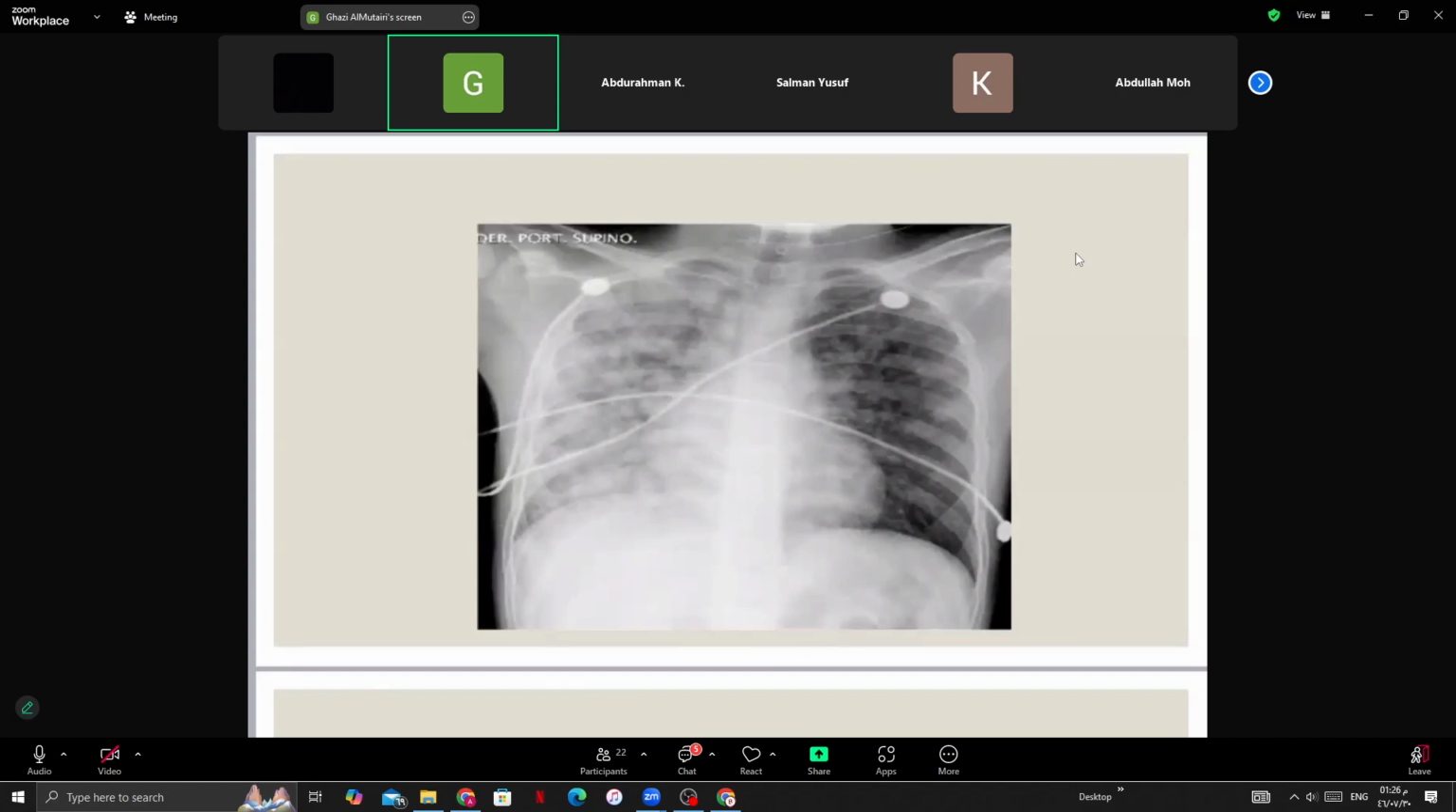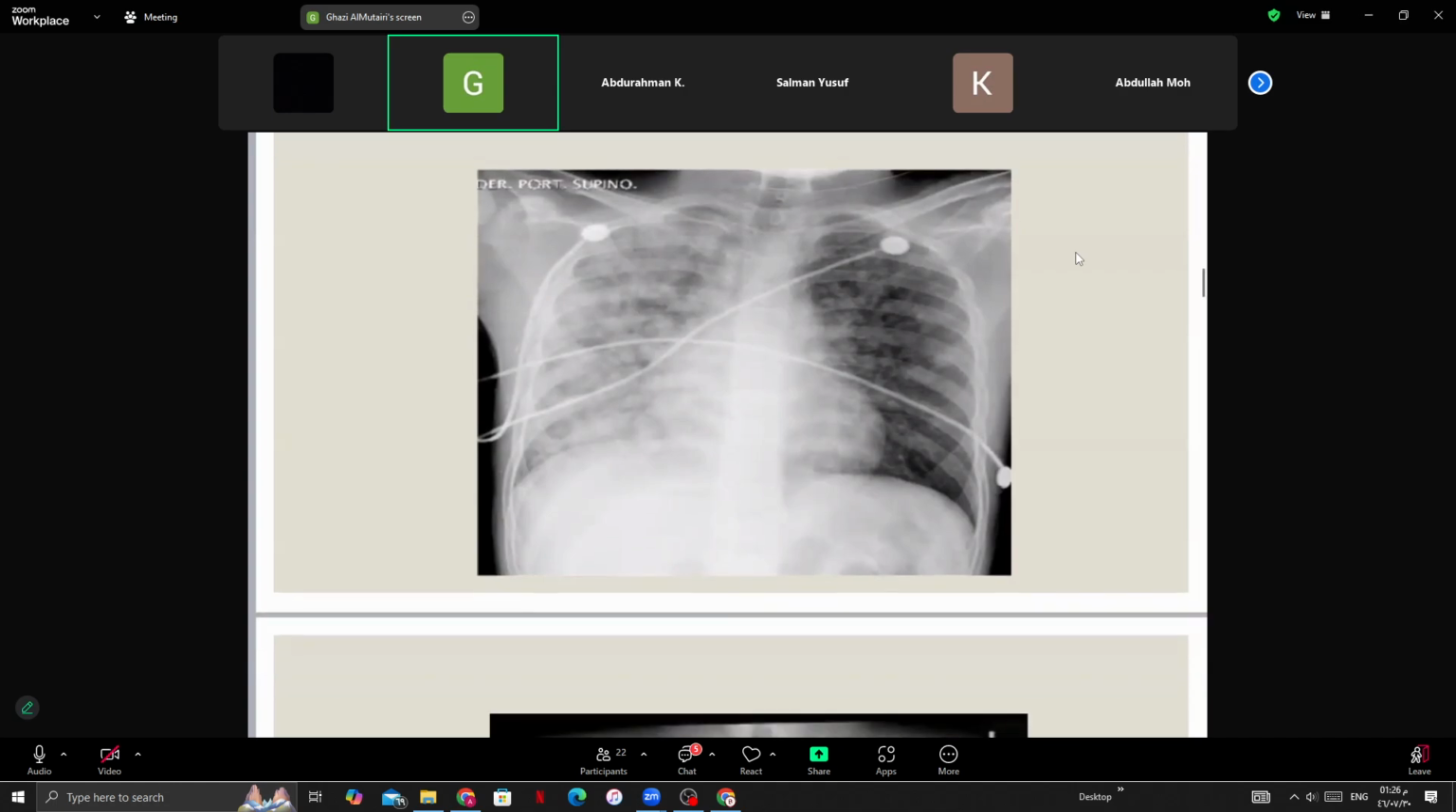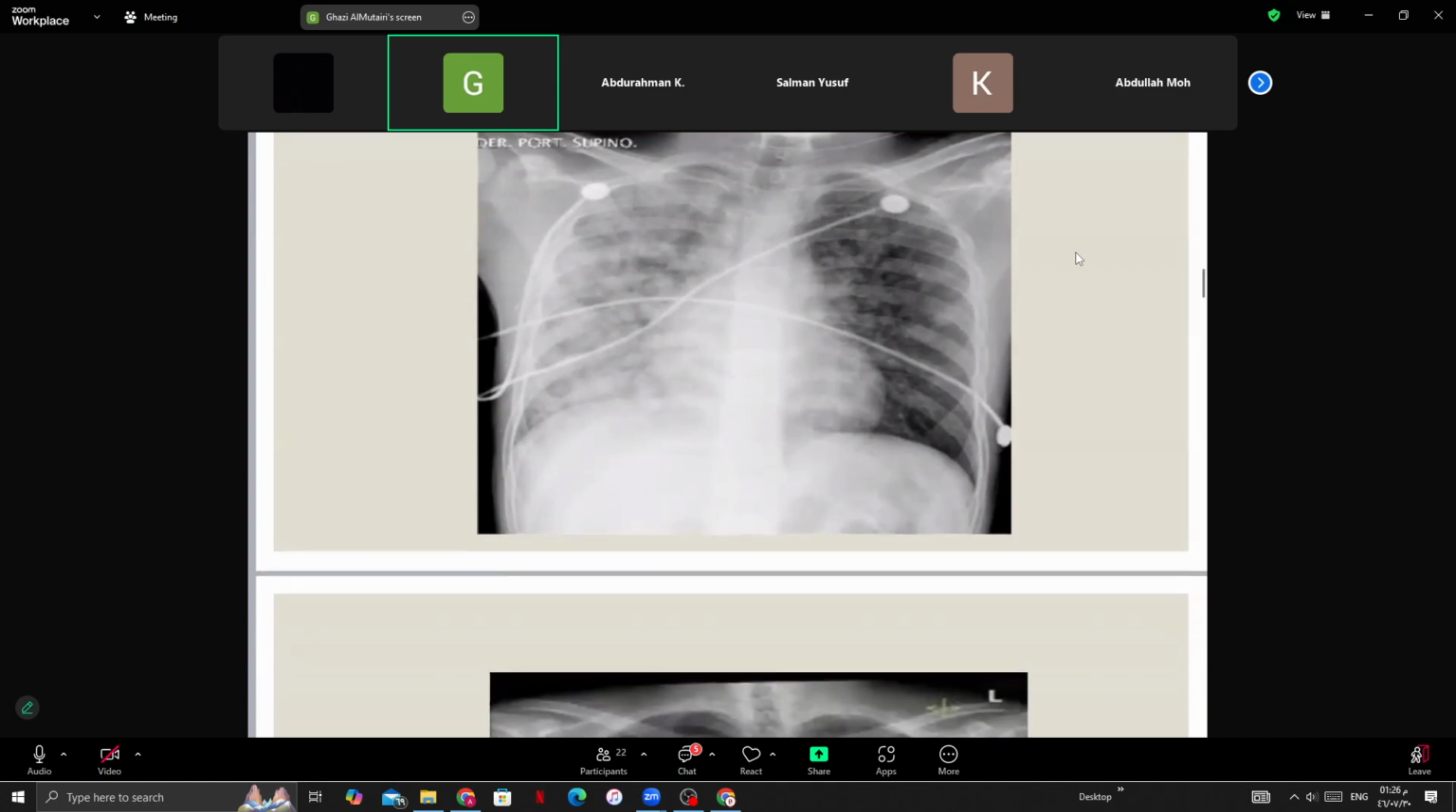This is a little bit complex chest X-ray, but you can see increased vascular markings with a picture of pulmonary edema, and there are reticulonodular opacities in both lungs, maybe pulmonary edema plus or minus pneumonia, mainly on the right side of the lung. What about the chest X-ray?